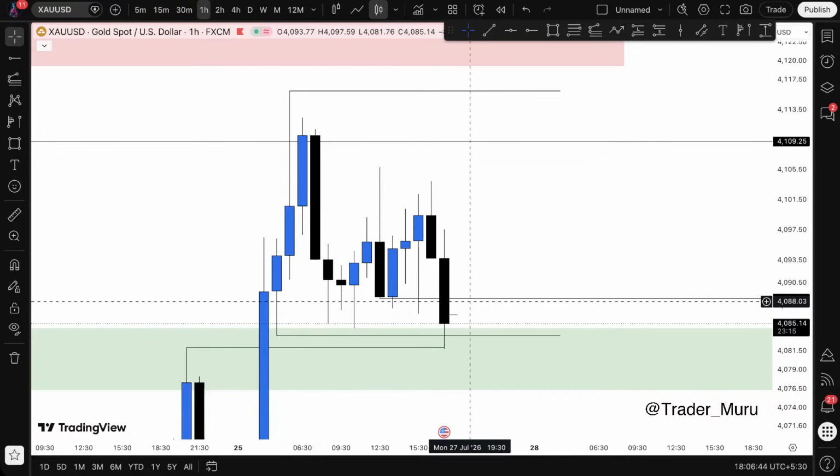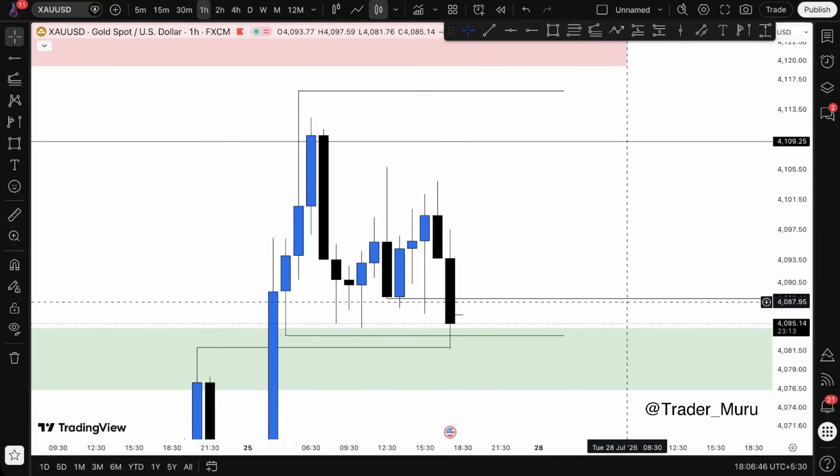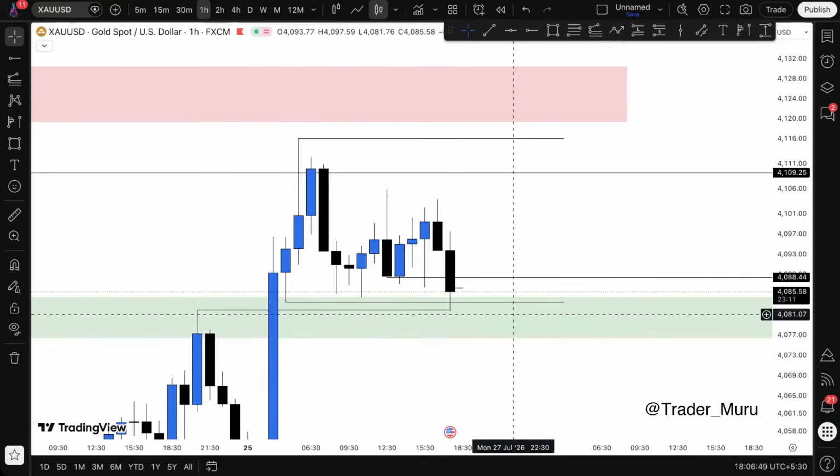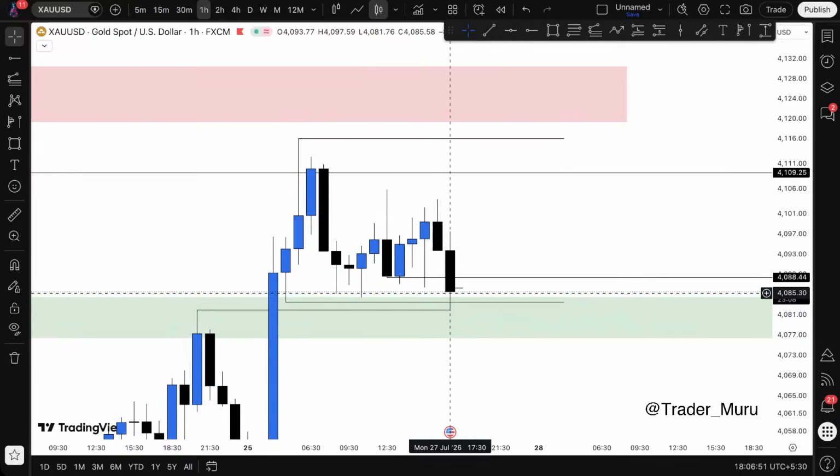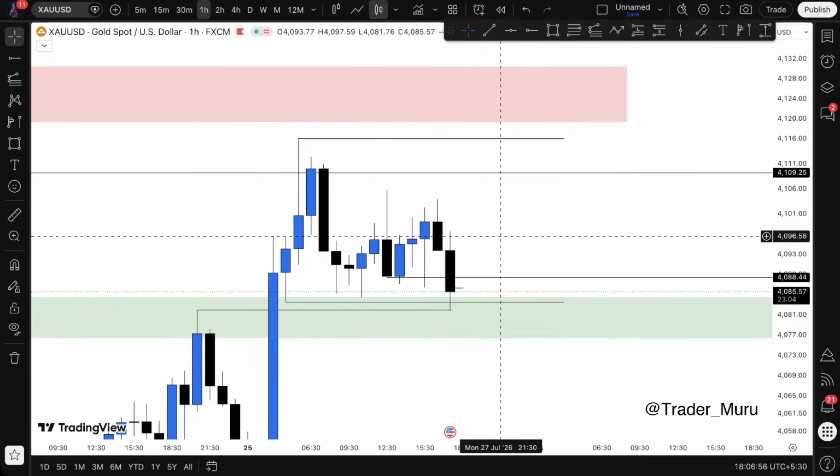Wait for this closing, guys. We will have some buy opportunity. We already have a test of 4-hour FVG and price is trying to hold this level. So we may get a buy from here.